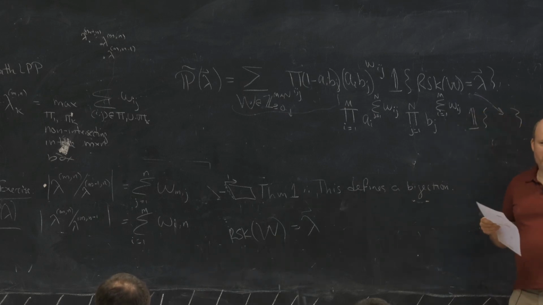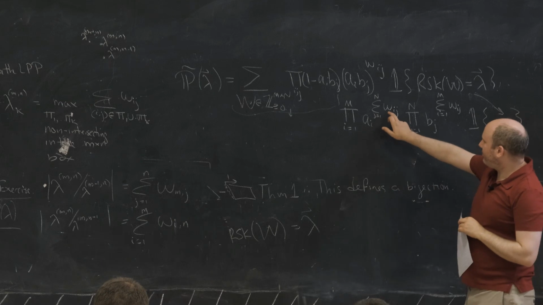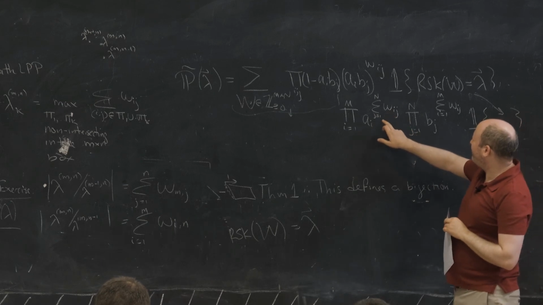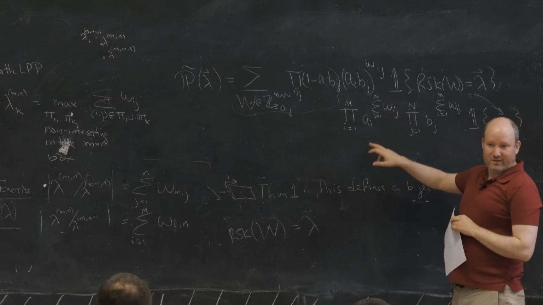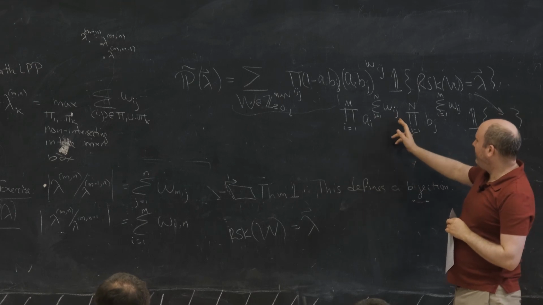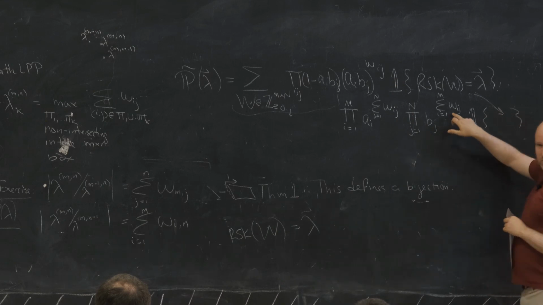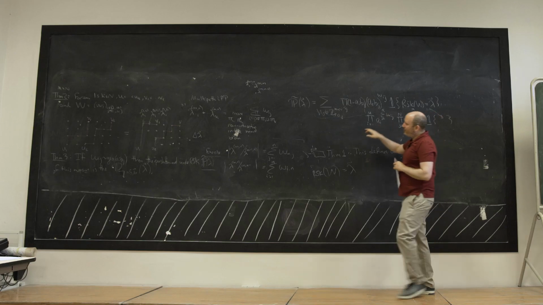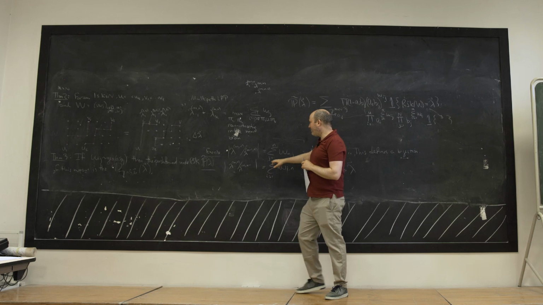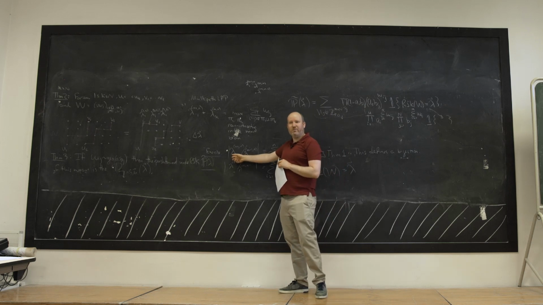I've done nothing so far. But now I notice, well, these are column sums. Column sums? Yeah. This is the sum over the ith column of the weights. And these are row sums. But I know how to rewrite row sums and column sums in terms of the lambda that I get through this push forward.